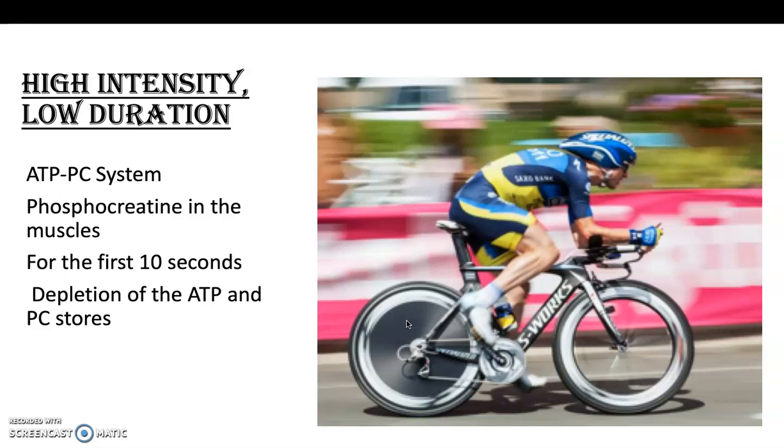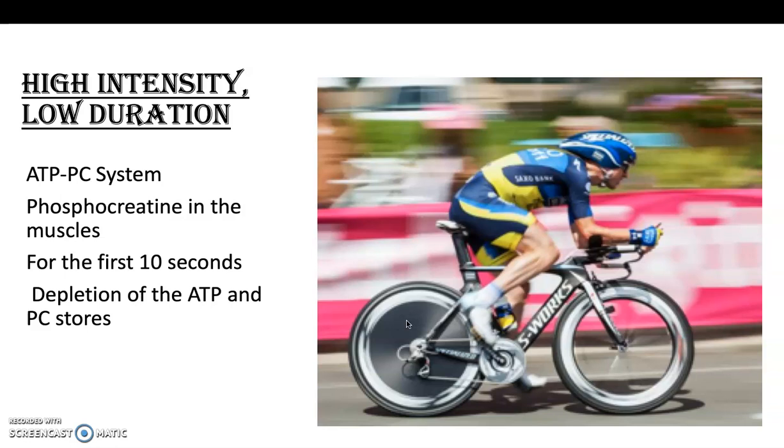But in contrast to a 200-metre sprint, the athlete would be using their ATP-PC system in the first 10 seconds, but as the stores are depleted very quickly from the muscles, and the ADP needs to be resynthesized into ATP, the athlete then has to divert to their glycolysis system in order to prevent their rapid decline in power.